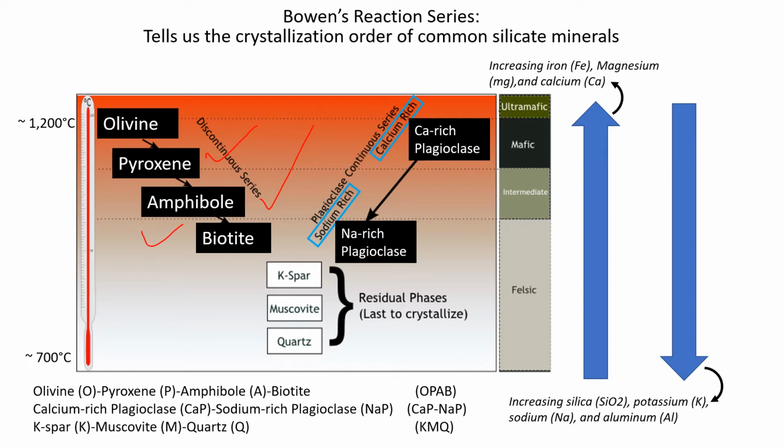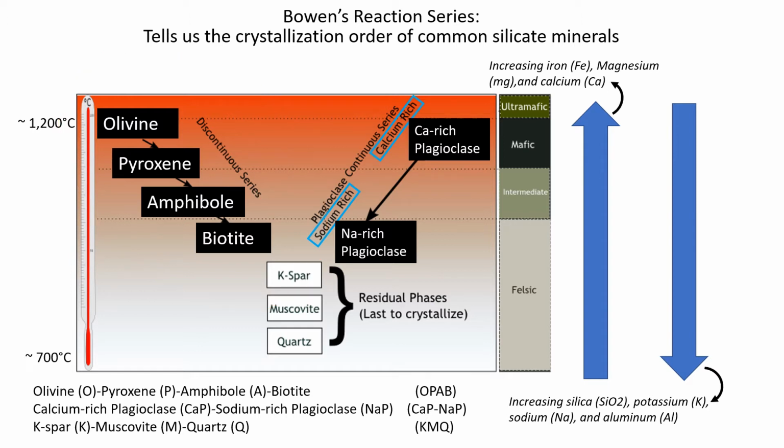So this left-hand branch of the reaction series is known as the discontinuous branch, or the discontinuous series. It's called that because one mineral gives rise to another mineral in a stepwise fashion. Literally, at a certain point, one mineral will stop crystallizing and a completely new mineral will start crystallizing. That's called the discontinuous series.